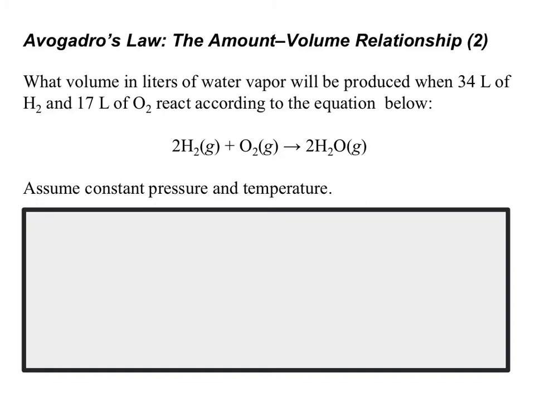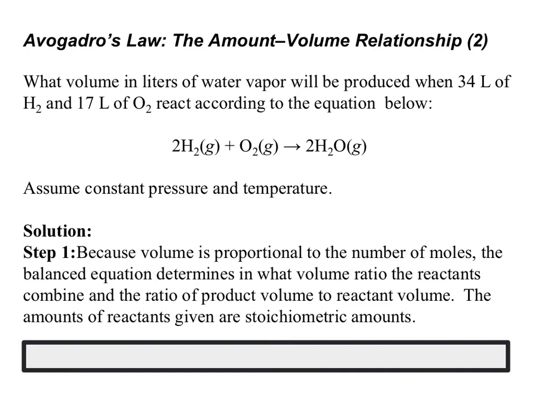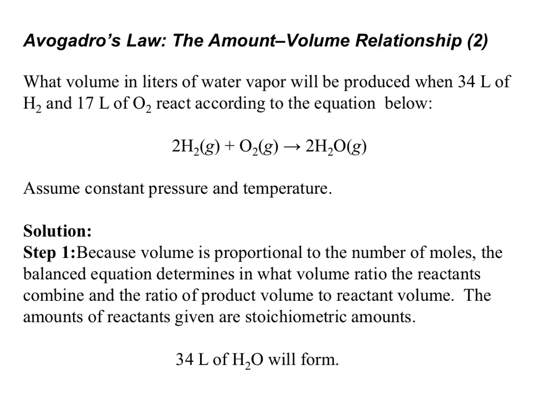Well, what is the total volume of the starting materials, or the 3 units? Well, it's 34 liters plus 17 liters, giving us 51 liters total volume. Well, that 3 units is 51. We go down to 2 volumes of water vapor, therefore we do 2/3 of 51, which ends up being 34.